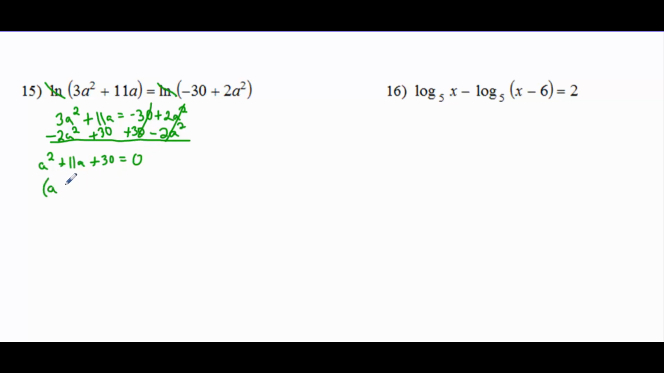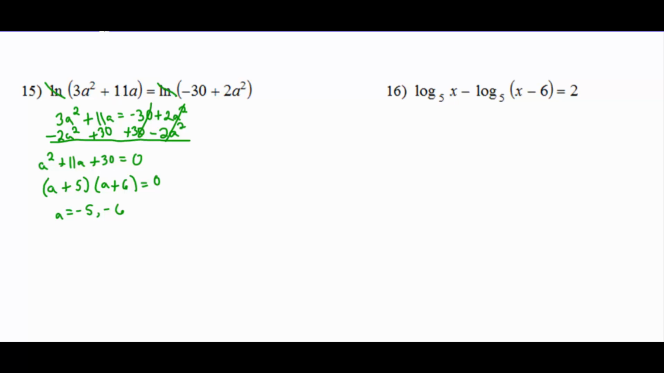The fastest way, if you know what you're doing, is to say what multiplies to get 30 and adds to get 11, which is 5 and 6. Set these each equal to 0, and that means that a equals -5 and -6.